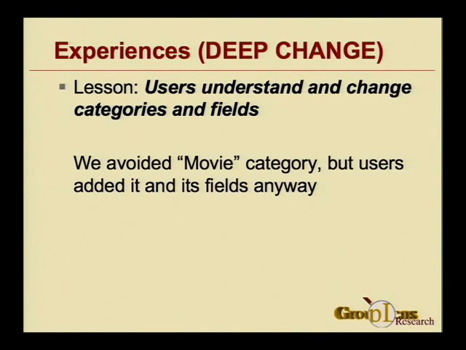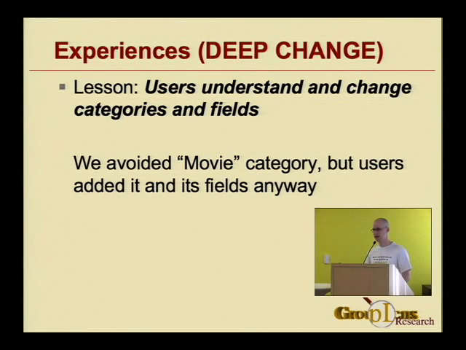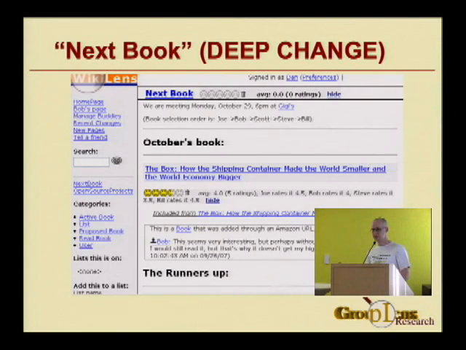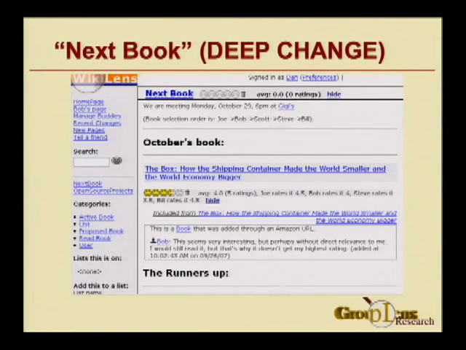Another lesson is that users understand and change categories and fields. On WikiLens, we actually avoided adding a movie category. We already had a large and successful site that did that. But users wanted it and added it anyway. MovieMaven did not add the movie category, although he populated a lot of movies. This is another example that supports the deep change principle.